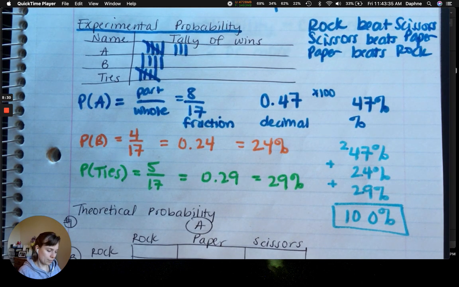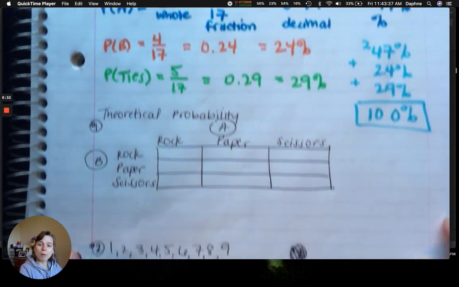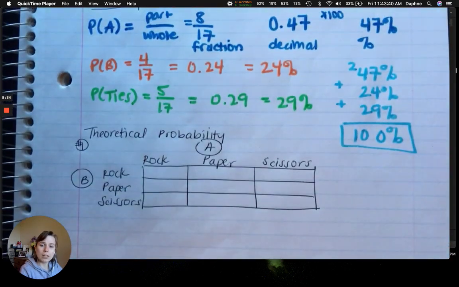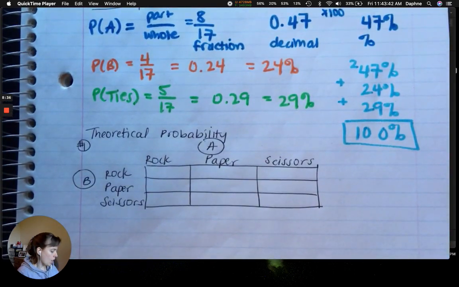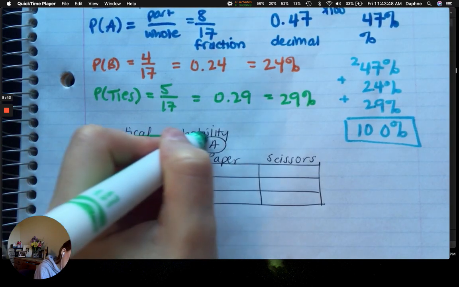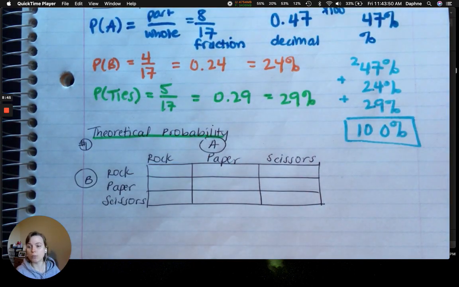Okay, so theoretical probability is our next piece. So experimental is where you're actually doing the battles between rock, paper, and scissors. But theoretical is just, what if? Like, this should happen proportionally as we go through. Proportionally, using our Unit 1 terminology.